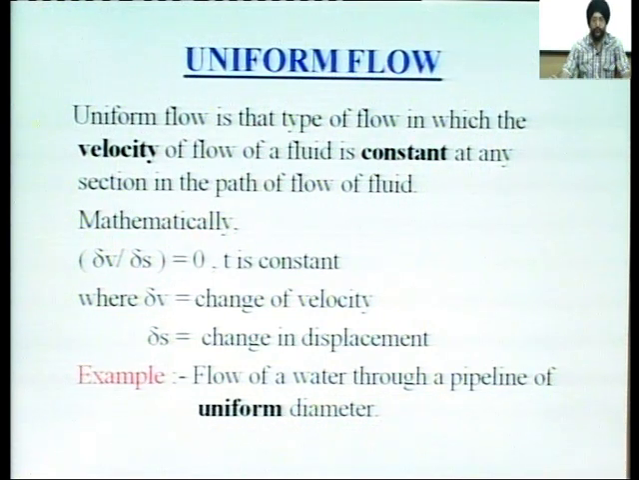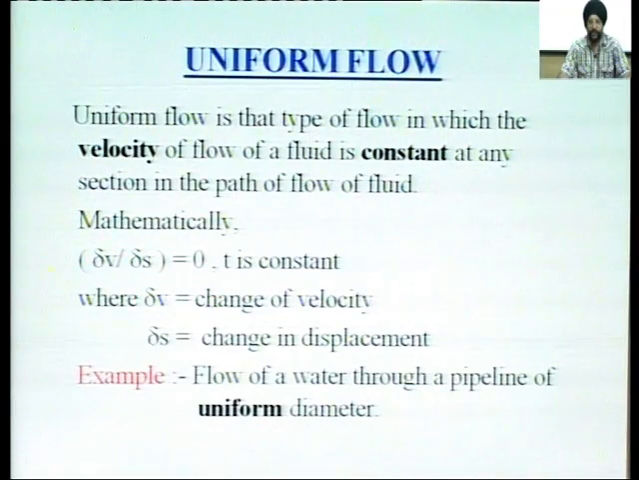Coming to the uniform flow: it is that type of flow in which the velocity of the flow of fluid is constant at any section in the path of flow of fluid. So here we are concerned with the velocity part. It remains constant at any section. Mathematically, we can write uniform flow as delta V upon delta S is equal to 0. So here T is constant. This is important. T is constant in the uniform flow, where delta V is the change of velocity and delta S is the change in the displacement.